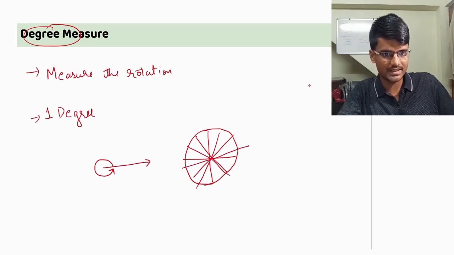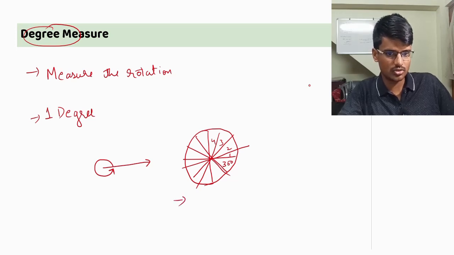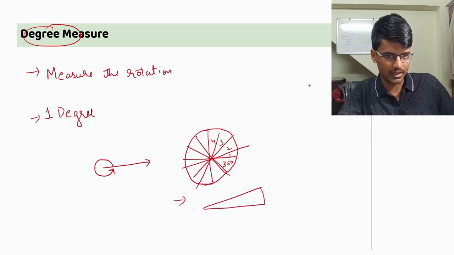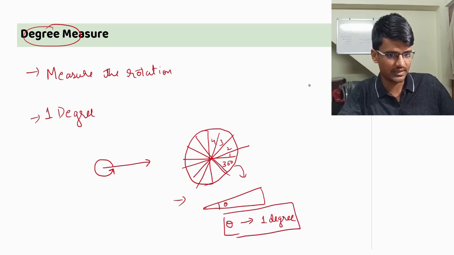So these are 360 parts, 1, 2, 3, 4, so on till 360. I have divided a circle into 360 parts. If I take one slice of this, I'm just showing you, I'm taking one slice from this. Whatever this angle is, say this is theta, this theta is called 1 degree. This is the definition of degree.